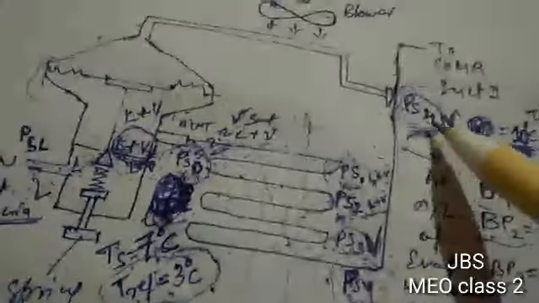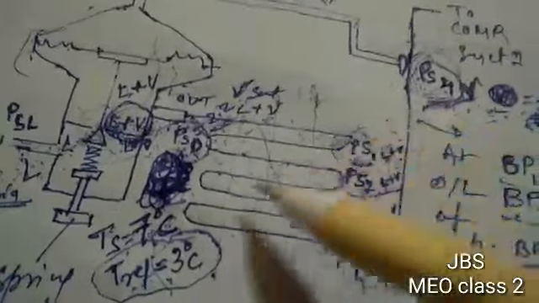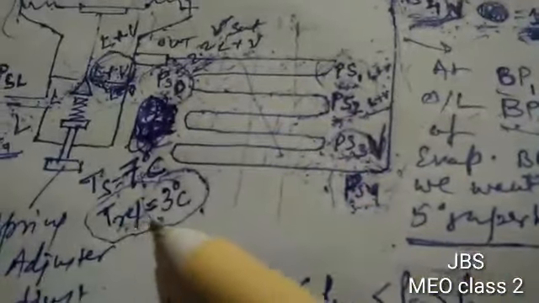Now here the degree of superheat will be what? The degree of superheat will be this PS4, the temperature 10 degrees C, minus the temperature of the refrigerant at the inlet, which is at a saturation pressure of PS0. Okay, now this minus this, that 10 degrees C minus 3 degrees C is what? We are getting 7 degrees C.